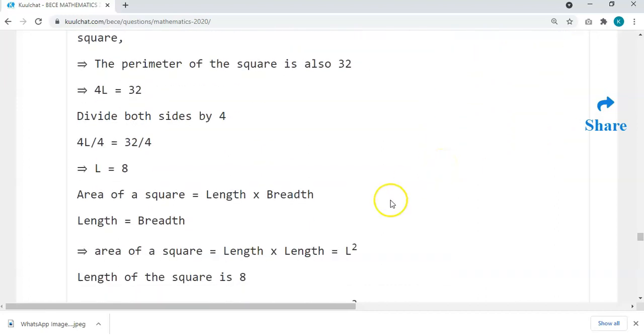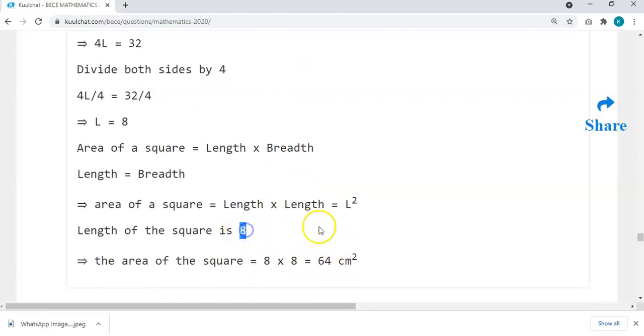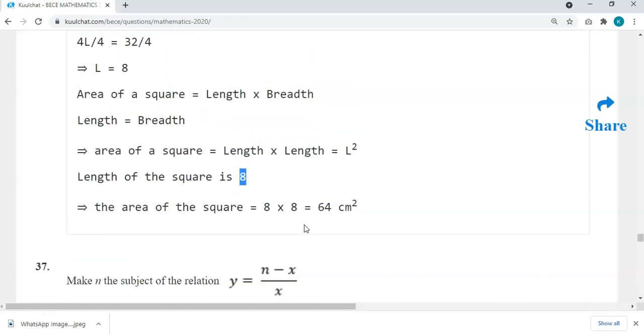Now once you've calculated the length, the area of a square is length times breadth. But it's a square, so the sides are the same size. Breadth is the same as length, so length times length, which is L squared. Since we know the length, we just multiply: length times length. So 8 times 8 gives us the area of our square.